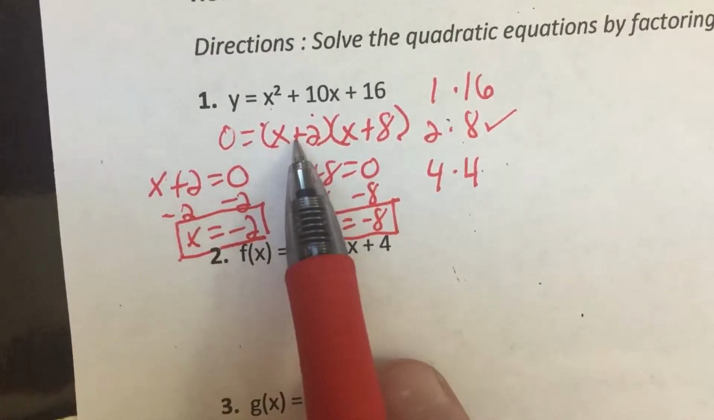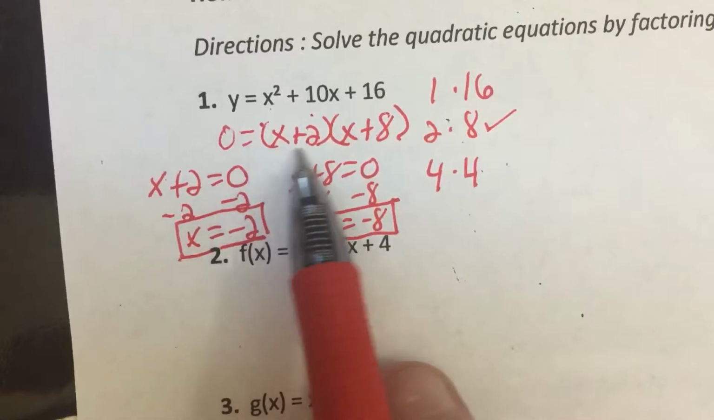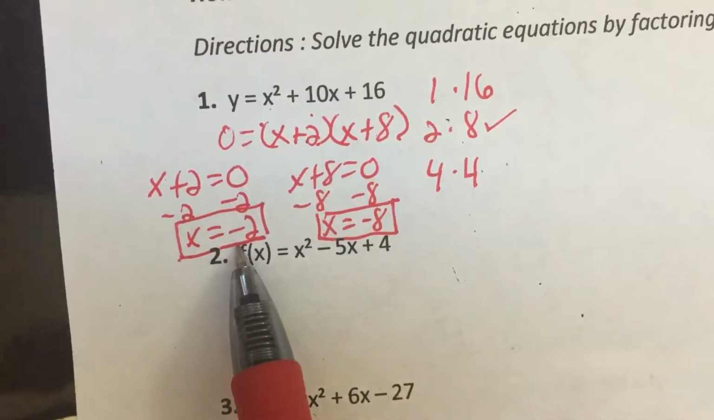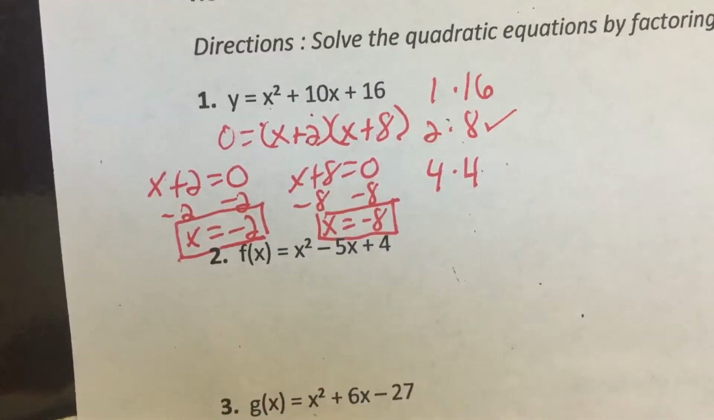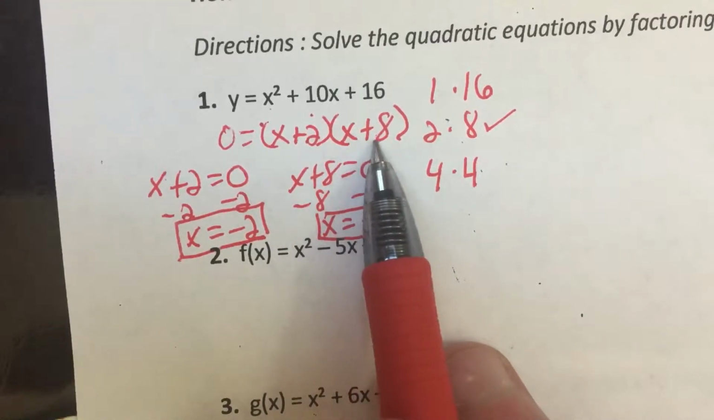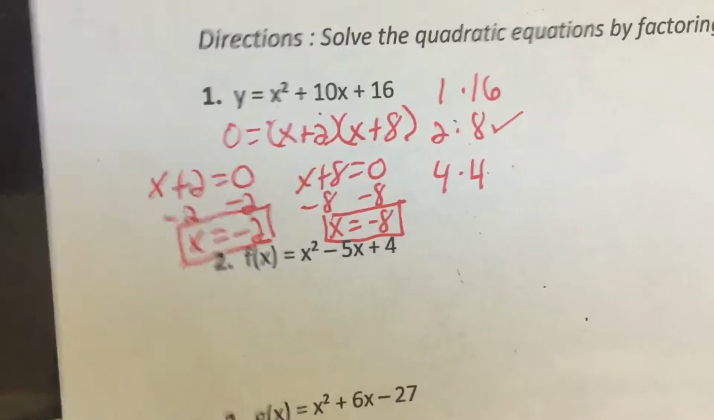The answer turns out to be the opposite of what it is in here. So if in the parentheses it's x plus 2, you get negative 2. X plus 8, you get negative 8. If it was something like x minus 9, you would get positive 9, so on and so forth.